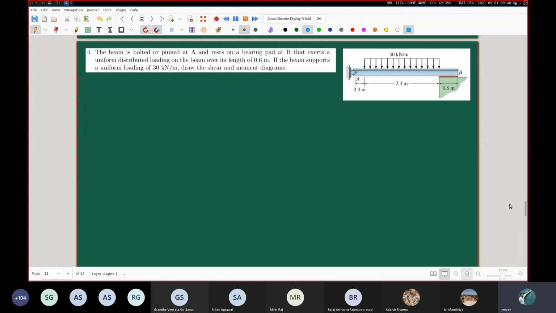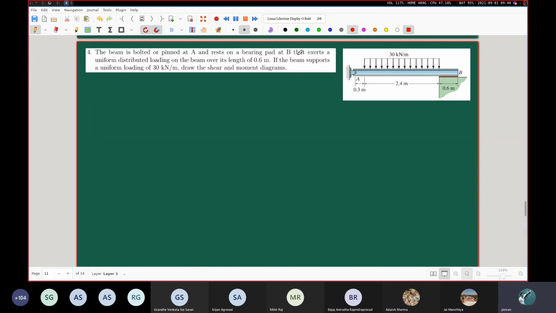Again, I have selected this problem for a certain reason. We are not going into the actual drawing of the shear force and bending moment. So we have a beam which is bolted at the point A, and it rests on some kind of a bearing support, a bearing pad at B. This bearing pad exerts a uniform distributed loading on the beam. This is the reason why I have selected this.